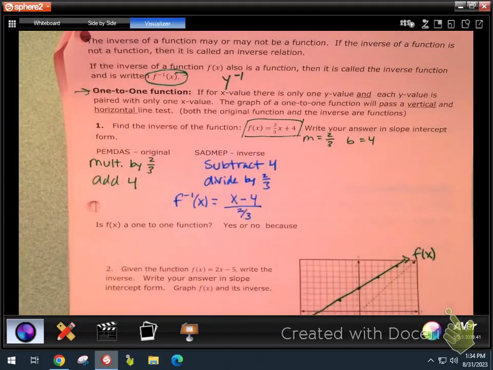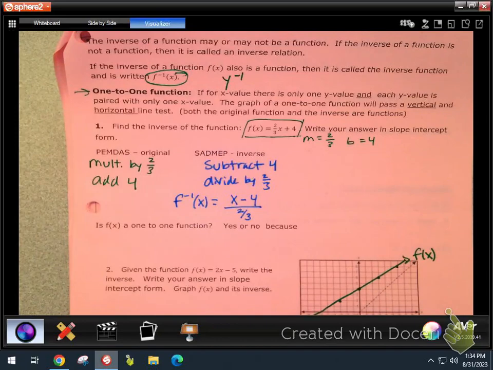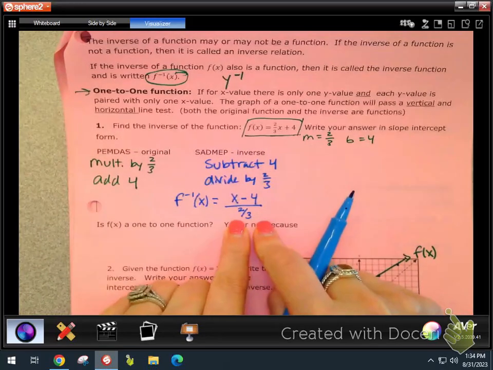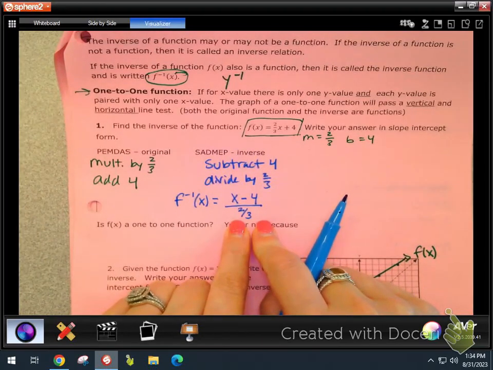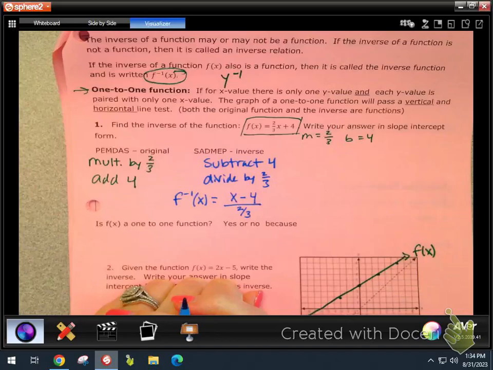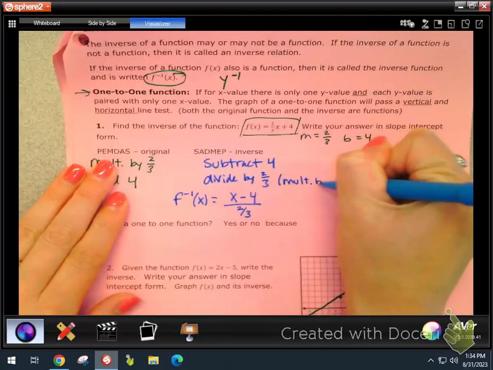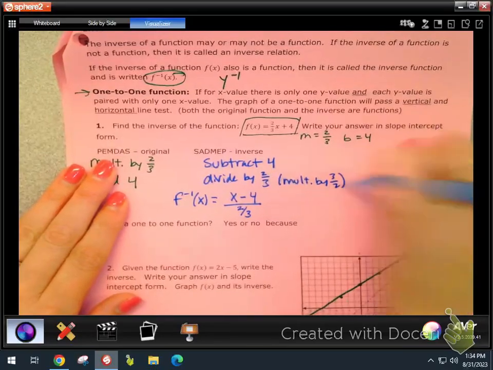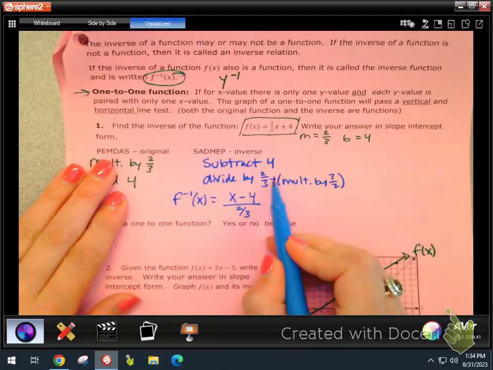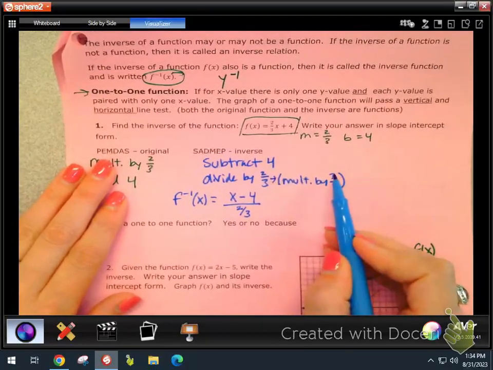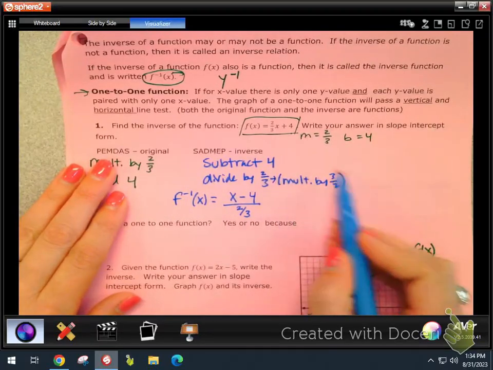Do you see why I said this is the ugly way? Do we like to have divide by fractions on there? We do not. This is not slope-intercept form. This is not how you're going to write your answers. Okay? What is dividing by 2/3 the same thing as doing? Multiply by 3 over 2. This is honestly how I want you to write it. So that way we can distribute it in and get it in slope-intercept form.